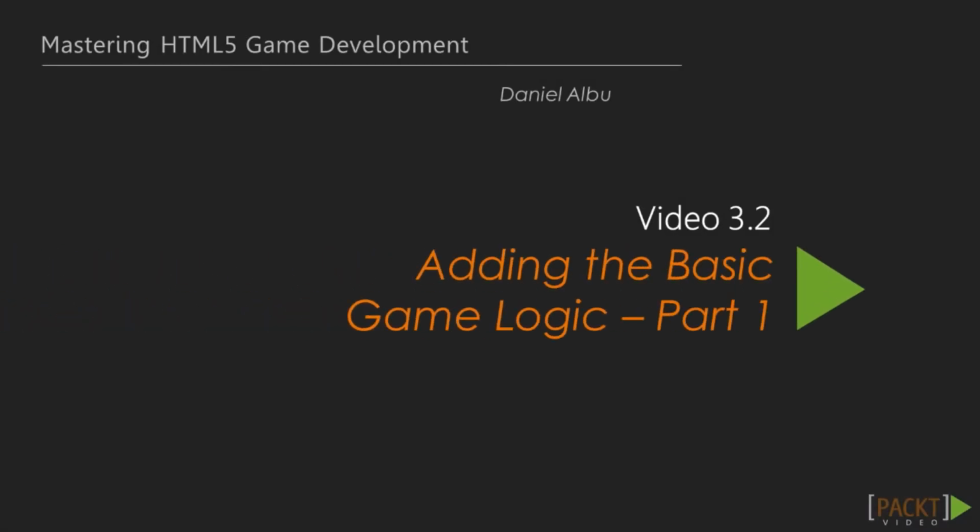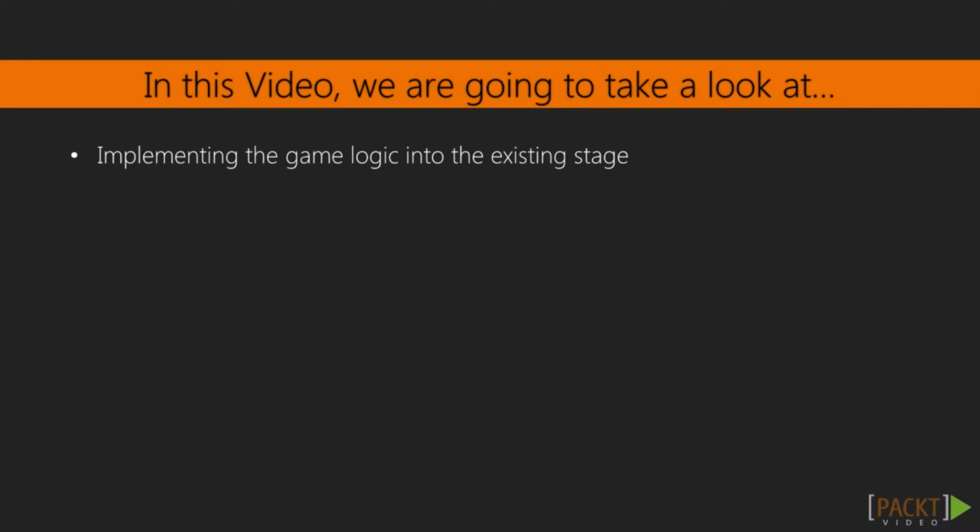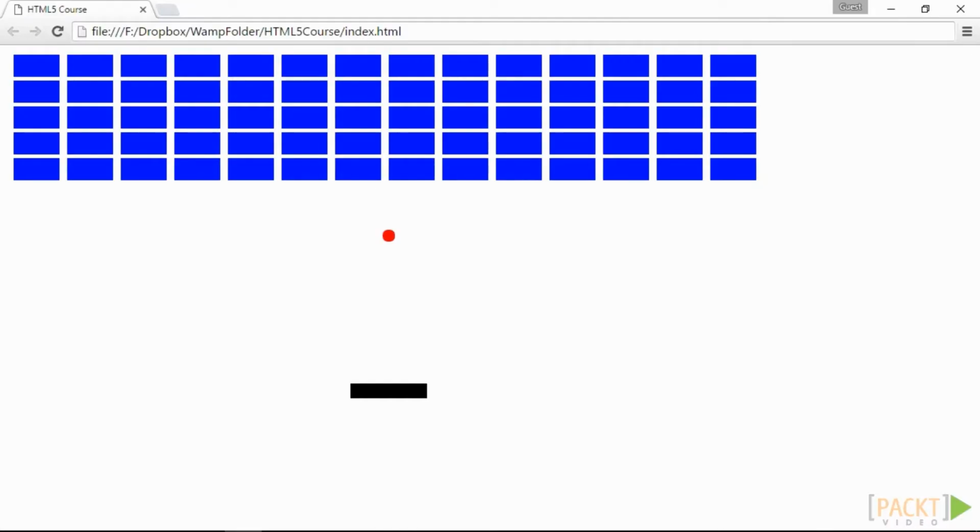Hello and welcome to video 3.2, adding the basic game logic. In this video, we're going to talk about how to implement the game logic into the existing stage which we've created in a previous section. If you recall, this is the way the stage looked in the previous section. We've added the bricks, the ball, and the pedal.